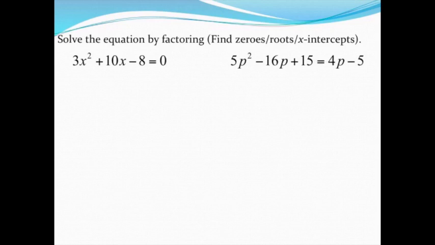And then finally, we'll take a look at solving when we need to use the box method. So our a value is no longer 1. The same thing still applies. We're setting it equal to 0, factoring it, and then putting our factors equal to 0.